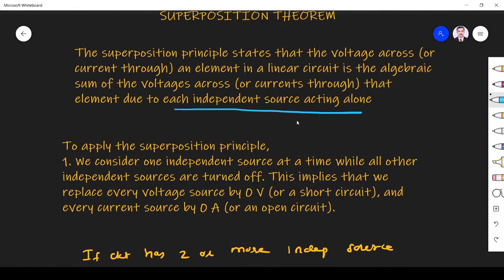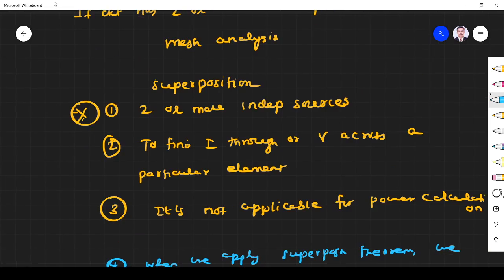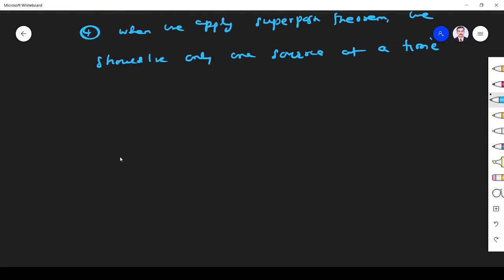So what are we going to do here? To apply the superposition theorem, we have to consider only one independent source at a time. That is a very important point. All the other sources should be turned off. That means if the other source is a voltage source, it is replaced by its internal resistance, so make it short. If you have a current source, it is replaced by its internal resistance, which is infinity, so open it.